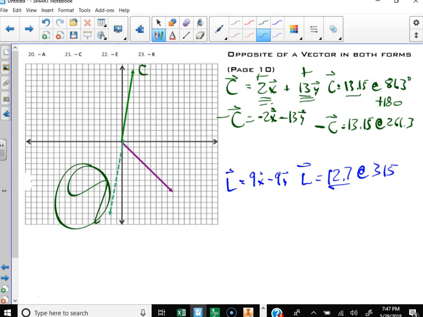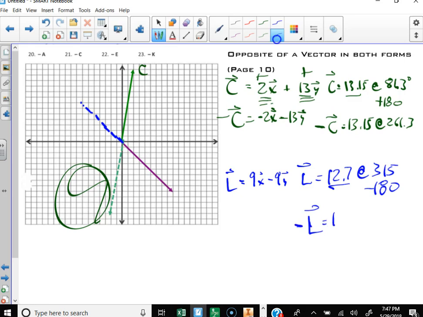In the case of L, you wouldn't add 180 necessarily. I mean, not that it would be wrong, but it would be better to subtract 180 since it's over 180. So you could go and do 315 minus 180 and get 135. And that would be back here. Same magnitude.